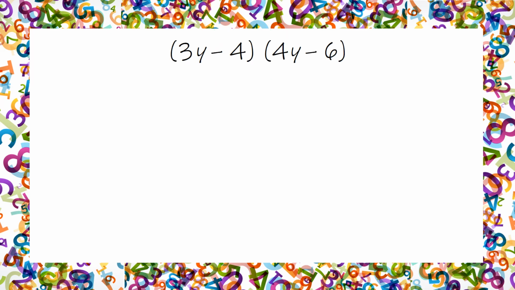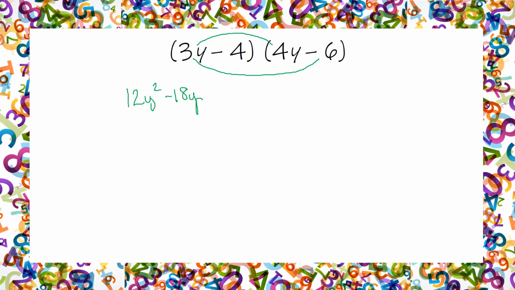3y minus 4 times 4y minus 6. So 3y times 4y gives me 12y squared. Then I'm going to multiply the 3y times negative 6. So 3 times negative 6 is negative 18y.